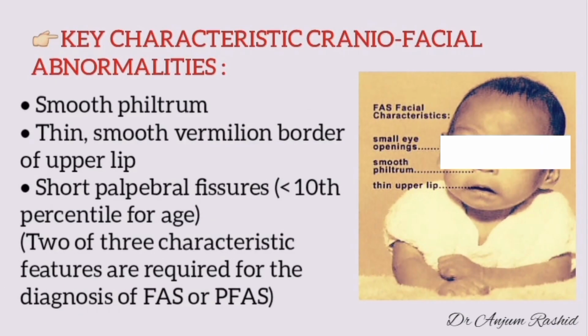Now I will discuss the clinical features of fetal alcohol syndrome. Key characteristic craniofacial abnormalities include a smooth philtrum, a thin smooth vermilion border of the upper lip, and short palpebral fissures, that is, less than the 10th percentile for each. Two of the 3 characteristic features are required for the diagnosis of fetal alcohol syndrome or partial fetal alcohol syndrome.